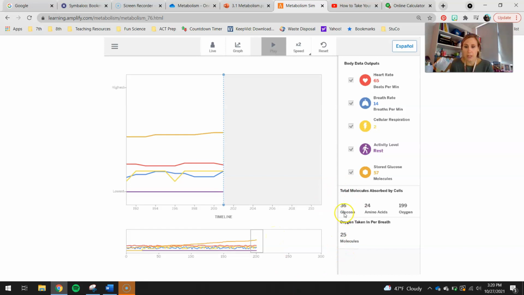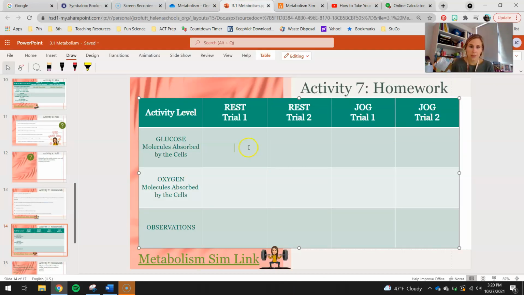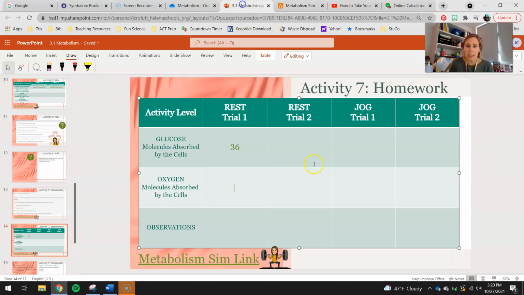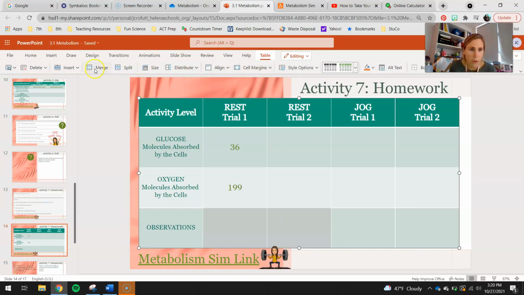Right here we have 36 glucose. So I would say, glucose molecules absorbed by cells, 36. Oxygen molecules absorbed by cells is right here, 199. And observations, you guys can handle that on your own. And then you guys are going to run a second trial there. I'm going to merge this so you can just do one set of observations for both of those. And same with this one too.